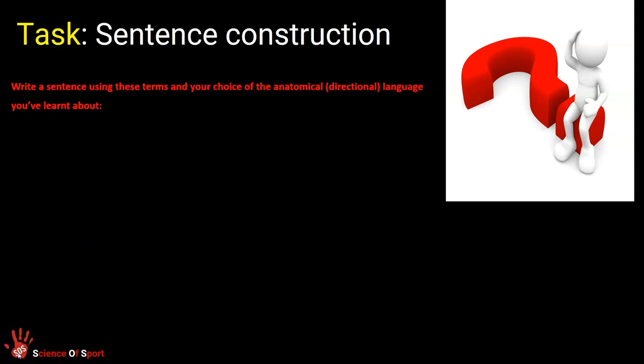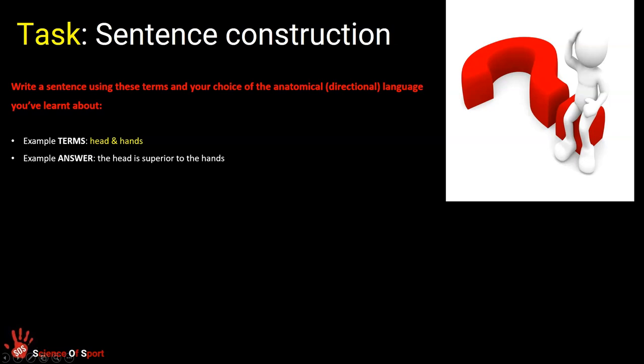The next task is called sentence construction. I'm going to give you either a couple of terms or a phrase, and you need to use the language we've been learning about in A1 to construct a sentence. The sentence can be anything, but obviously it's got to make sense. I should be able to show you an example now. If I had given you the terms head and hands, what you could do is make up a sentence that said the head is superior to the hands.